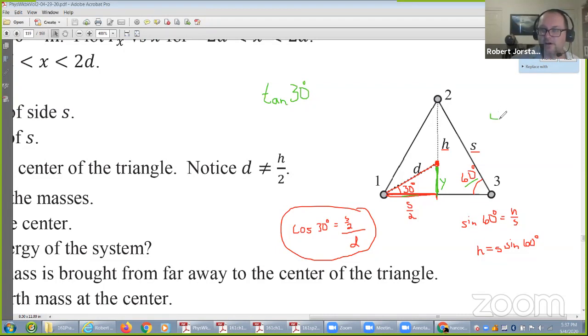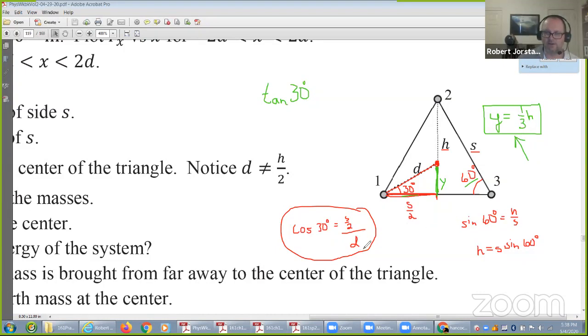Now, it turns out y is equal to 1/3 of h. That's another cool thing that you can memorize. If you want to know where the center of a triangle is, y is 1/3 of h. So this is a cool fact if you want to memorize it. That's some geometry right there.